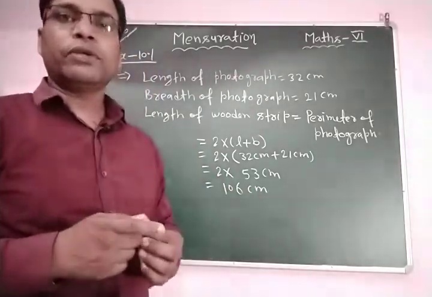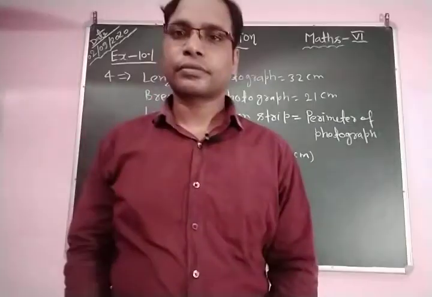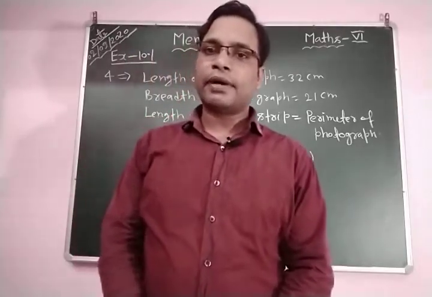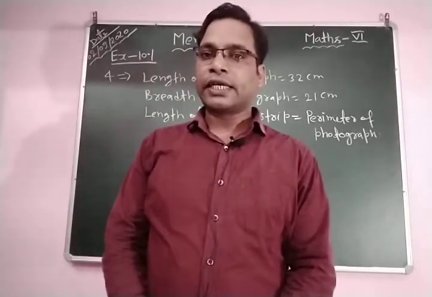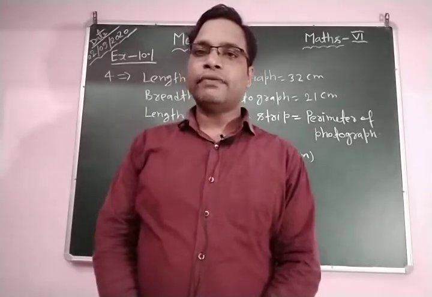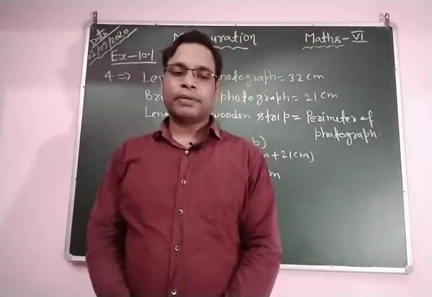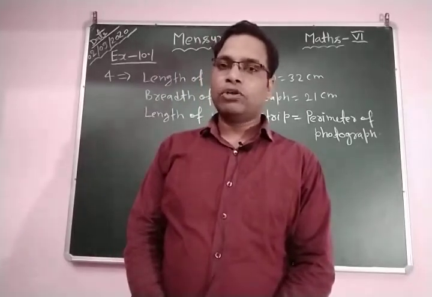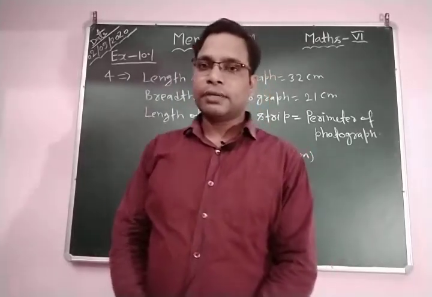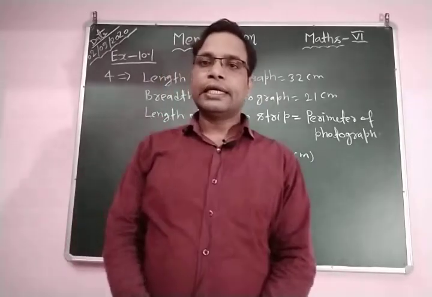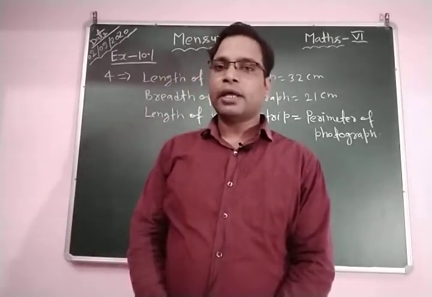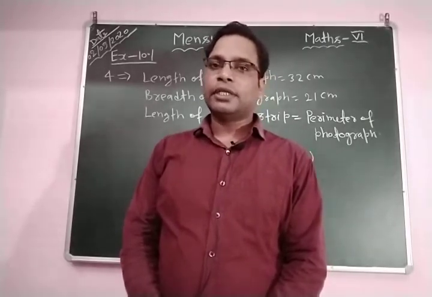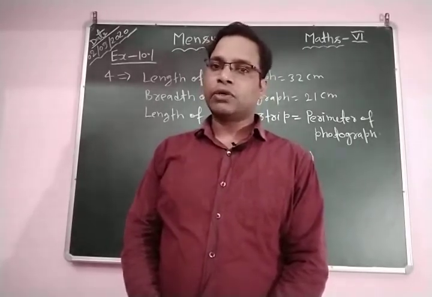Now we are going to discuss question number 5 of this exercise 10.1. Question number 5: A rectangular piece of land measures 0.7 kilometer by 0.5 kilometer. It means that the length of the piece of land is 0.7 kilometers and the breadth of the piece of land is 0.5 kilometer. The shape of the land is rectangular.